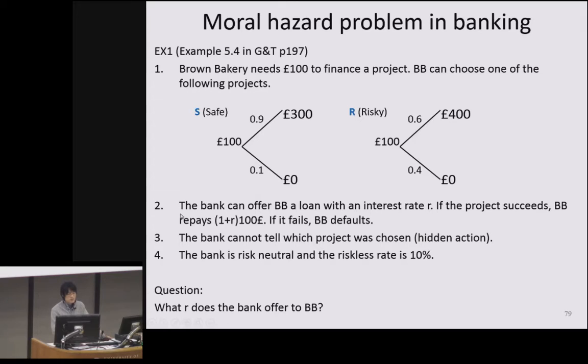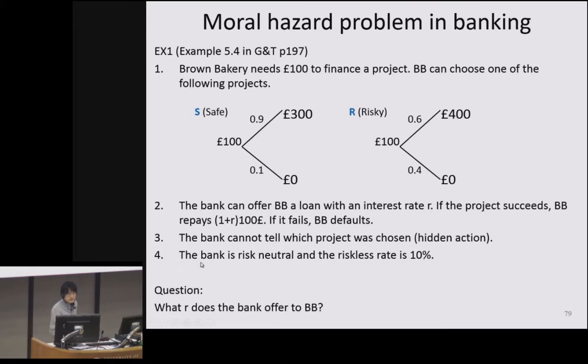And we assume that the bank cannot tell the project choice, but we assume that the project outcome is observable to the bank. So the bank can tell whether the project was success or failure. But we assume that the bank cannot observe how much money the project made. So even ex post, the bank never knows which project it was. Clear?